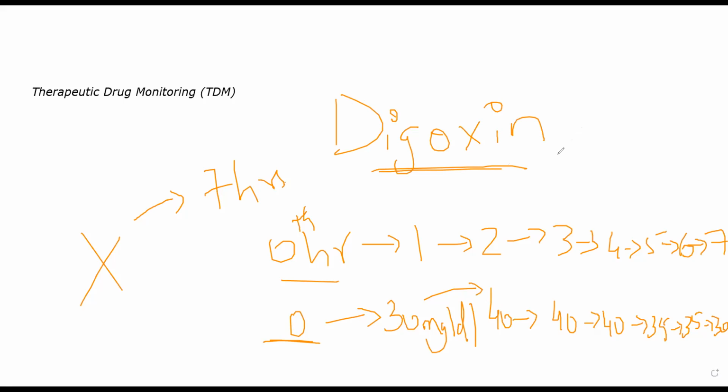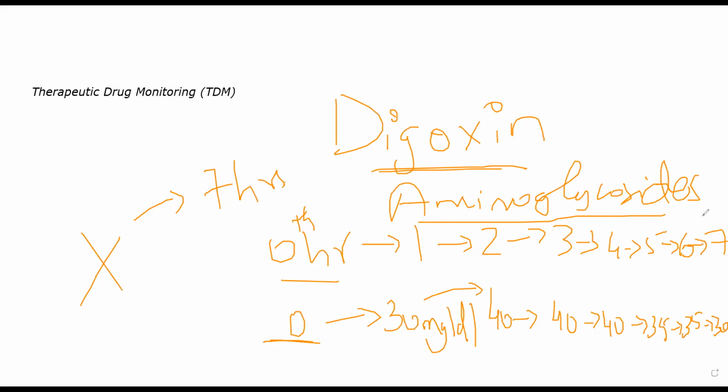Or you want to reduce the toxicity of drugs like aminoglycosides. Now aminoglycosides are famous for causing kidney damage. Okay? These are antibiotics that can cause quite significant kidney damage. So what can you do? By doing therapeutic drug monitoring, you can give the minimum required dose. That can decrease the chances of kidney damage, but you are making sure that a minimum concentration is maintained in plasma that will give you the desired effect.